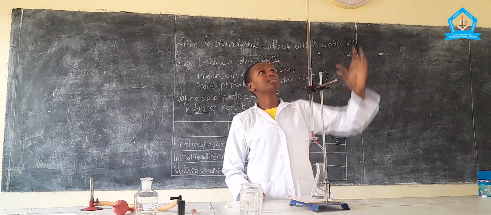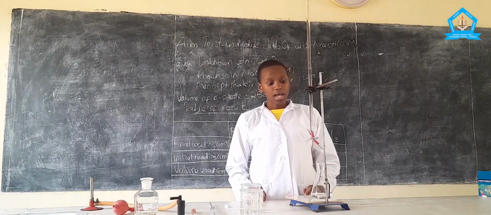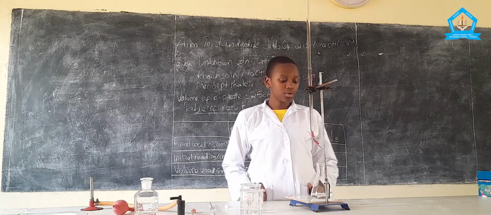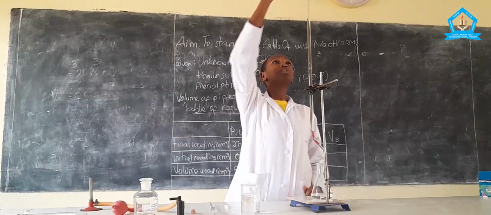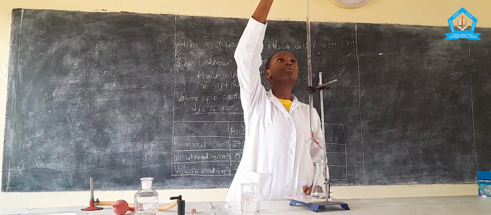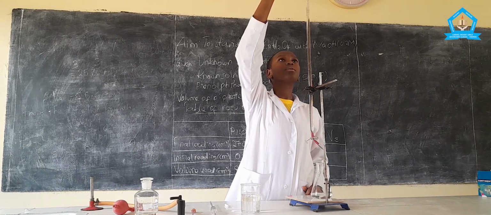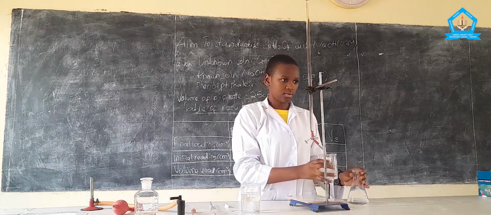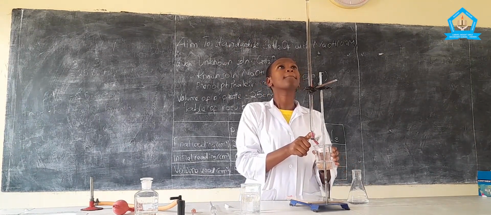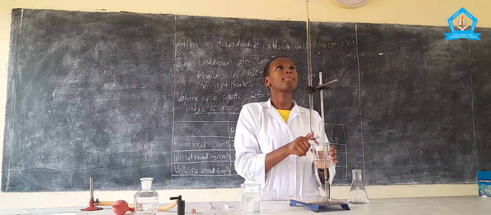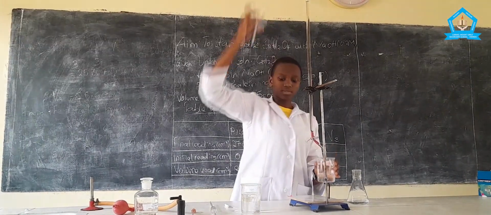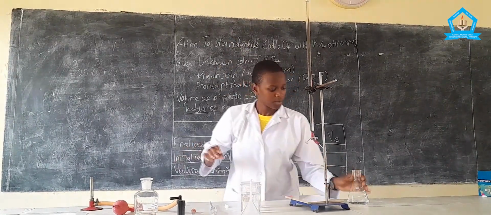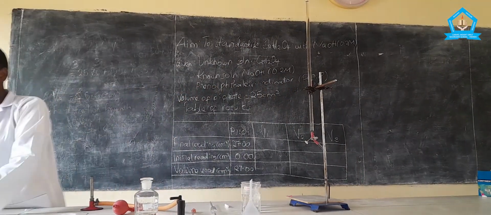Here I needed to add another volume of acid because the remaining volume will not be suitable for titrating another experiment. So we need to add up to the initial mark of 0. We're going to dispose of this and clean our conical flask.